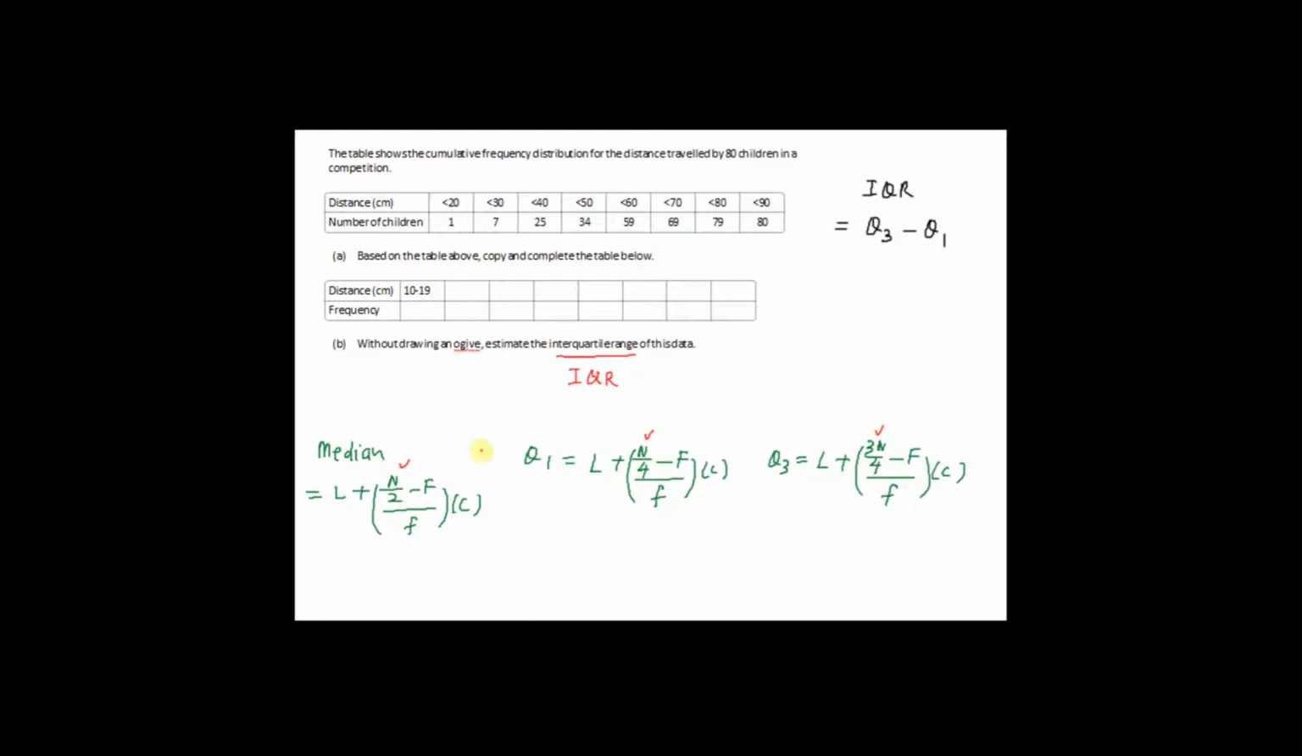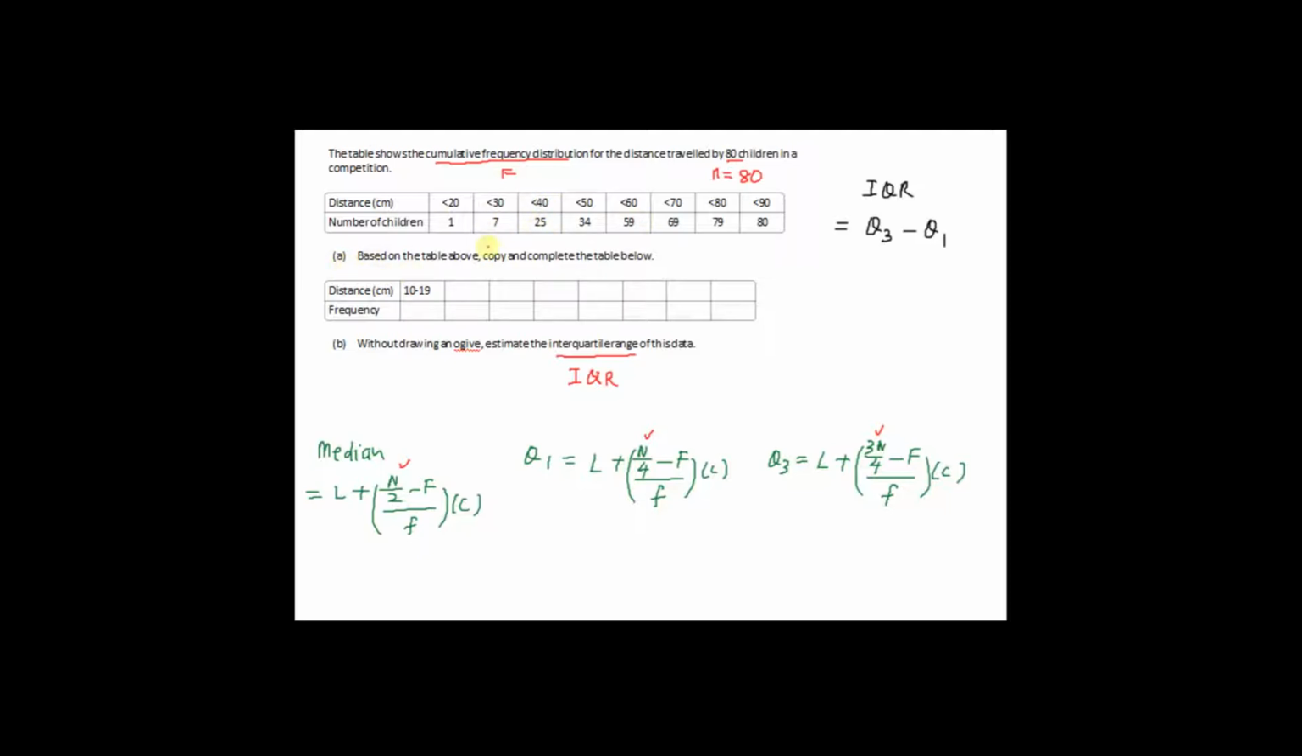So now I'm going to show you how to find the median, Q1 and Q3. Look at this question here. The table shows the cumulative frequency, which is your big F, for the distance traveled by 80 children in a competition. So you have 80 children, therefore your N is equal to 80. For distance less than 20, that's 1 child. For distance less than 30 is 7 children, and distance less than 40 is 25 children, and so on.